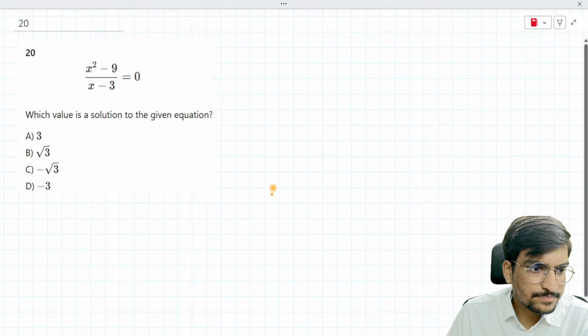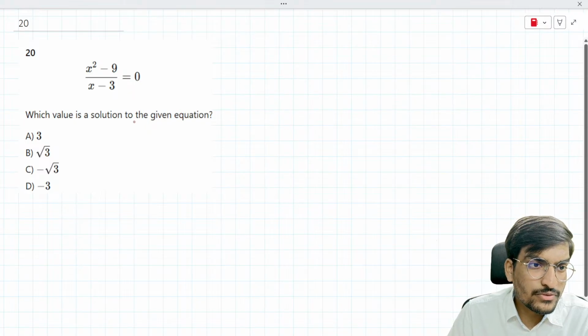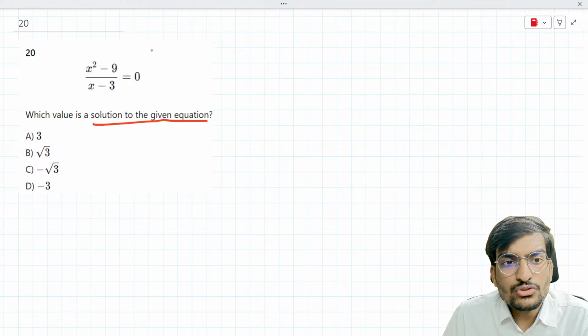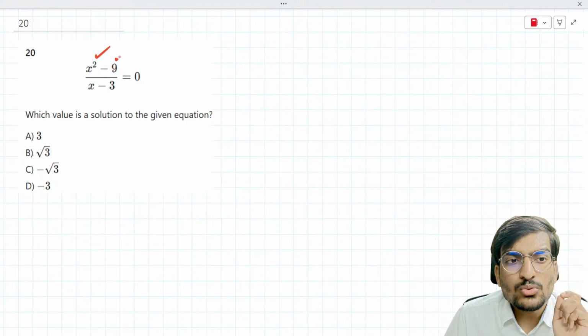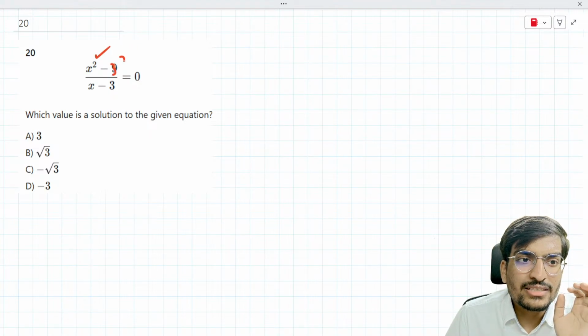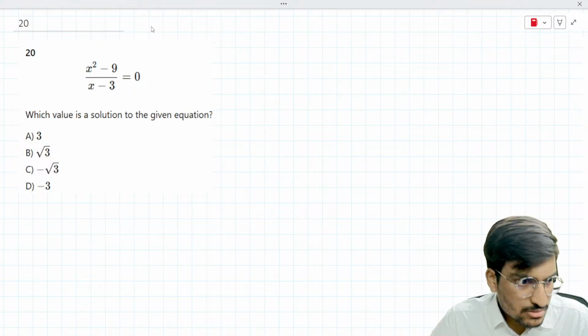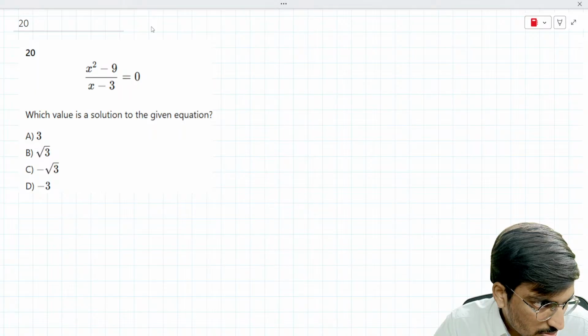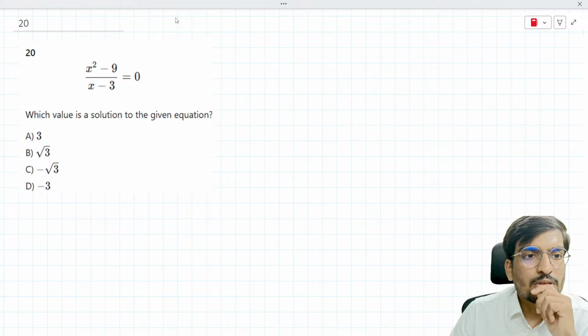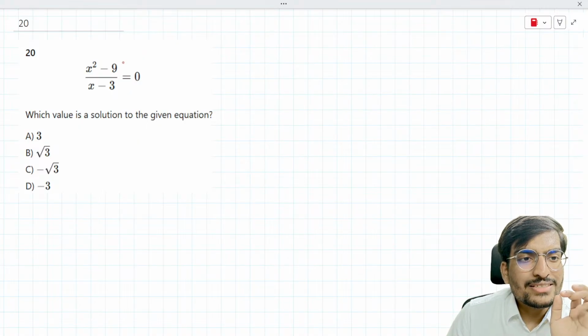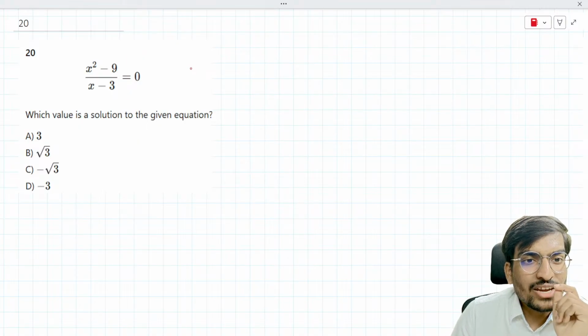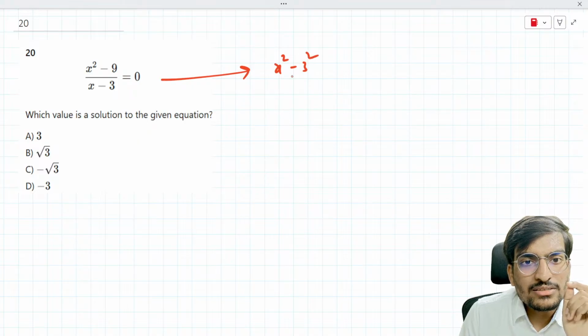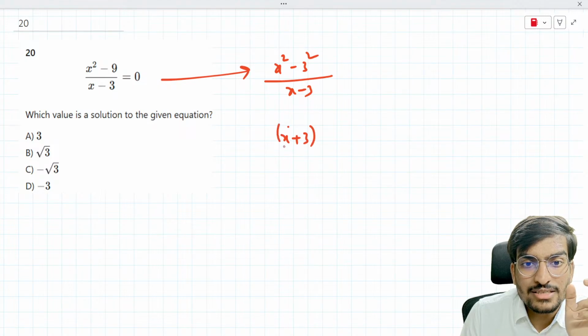Question 20. So easy. Without solving, we can say which value is a solution to the given equation. We know that x square minus 9 can be written as x square minus 3 square. It is in the form of a square minus b square, so we can write it as a plus b, a minus b.